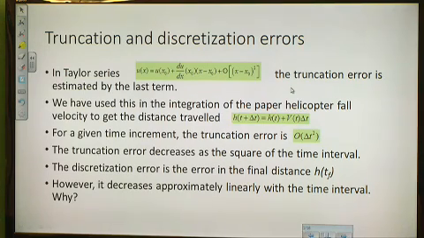But what I'm saying is that even though the truncation error would be reduced by a factor of 4 if we reduce the delta t by 2, the discretization error will decrease only linearly, so that if we use half of delta t, we will actually reduce the error by a factor of 2 rather than a factor of 4, and I'm asking why. Anybody can tell me why?